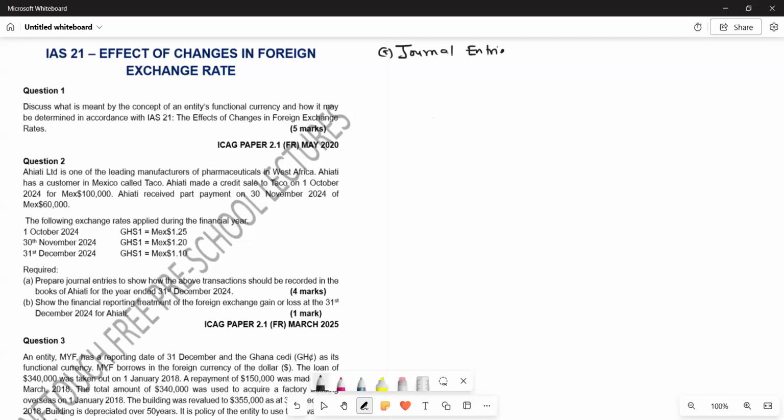So journal entries. Number 1. We are looking at 1st October 2024. Is that not it? Yes, sir. We are in the books of who? Ahiati, right? Yes, sir. Okay. So Ahiati, the one who sold the goods. So the functional currency of Ahiati is the Ghana cedis. Do you agree?